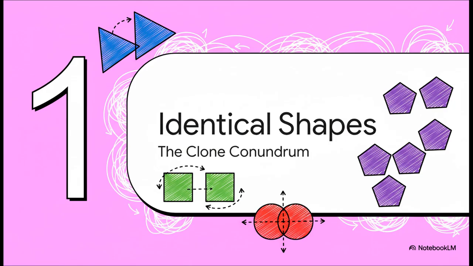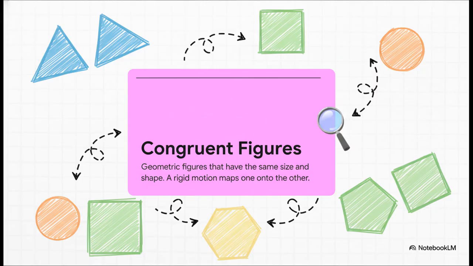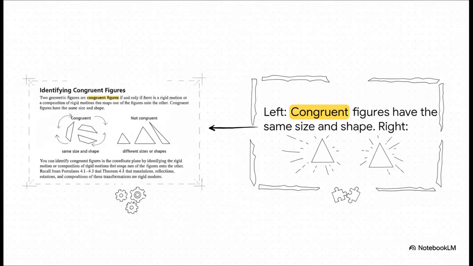What makes shapes identical? Time to solve this clone conundrum. The official term we're looking for here is congruent figures. Now, what's really important about this definition is that it's got 2 parts. It's not just that the shapes have to have the exact same size and shape. There also has to be something called a rigid motion that can map one onto the other. Just think of it like a move that doesn't stretch, shrink, or bend the shape in any way. It stays, well, rigid.